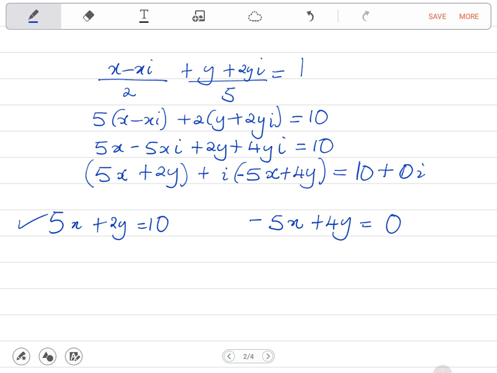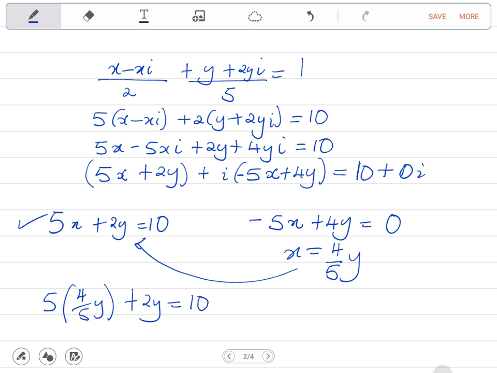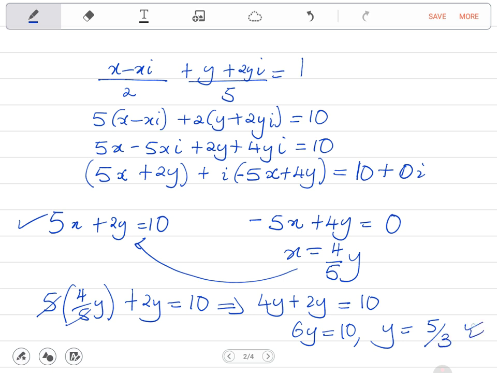Solving this simultaneously, we can make x from here the subject of the formula. Divide throughout by 5, you'll be getting x equals 4 over 5 y. So sub this into this. We have 5 times 4 over 5 y, plus 2y, and this is equal to 10. Let's keep on simplifying it. 5 and 5 cancel, we have 4y plus 2y equal to 10, and this will be 6y, which will be equal to 10. If I divide throughout by 6, y is equal to, but remember that 2 can go into 6 and 2 can go into 10, that will be 5 over 3 as the value of y in a simplified form.